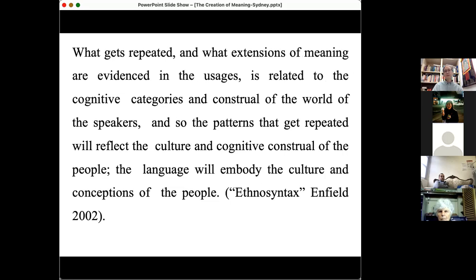Now, what gets repeated and what extensions of meaning are evidenced in the usages is related to the cognitive categories and construal of the world of the speakers. And so the patterns that get repeated will reflect the culture and cognitive construal of the people. And the language will embody the culture and conceptions of the people. And this is often talked about as ethnosyntax, and that's the title of Nick's 2002 book, Ethnosyntax.